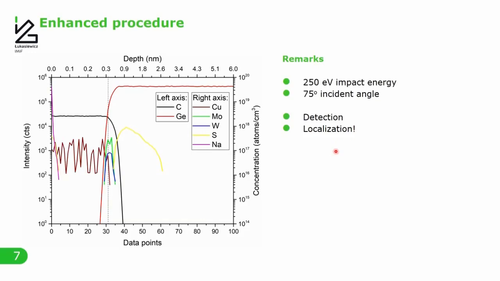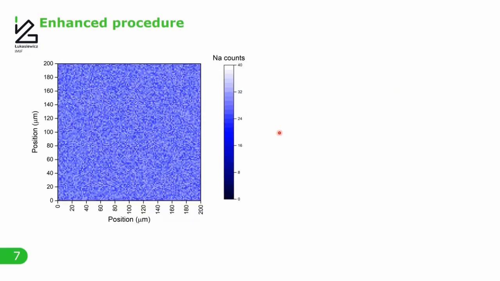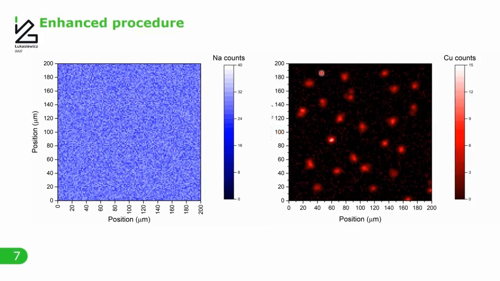We can also integrate the sodium and copper signals to see the lateral distribution. In case of sodium, as you can see, this is very homogeneously distributed on the surface of graphene. However, in case of copper, we can see that there are some points where there is more copper. So probably that means that locally there is a copper-graphene composite on this sample.